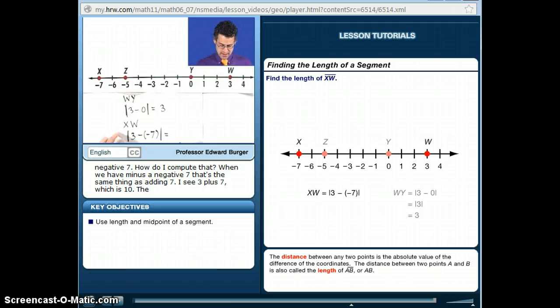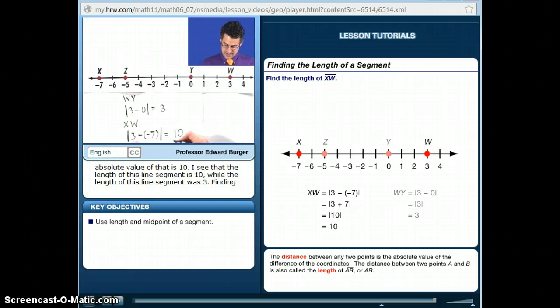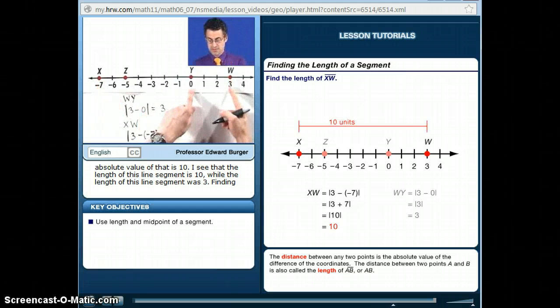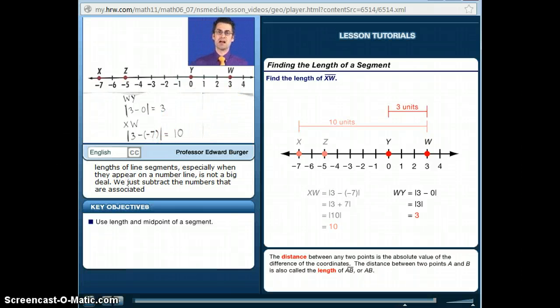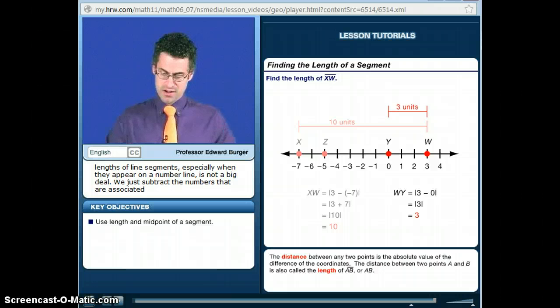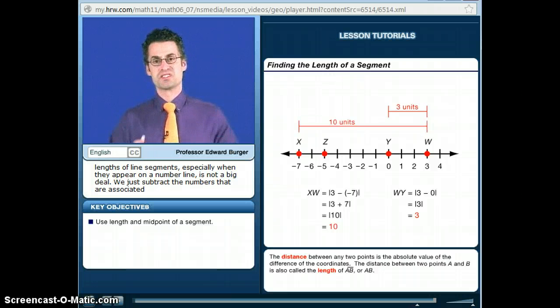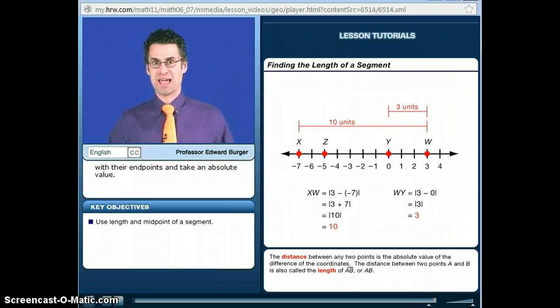And how do I compute that? Well, when we have minus a negative 7, that's the same thing as adding 7. So I basically see 3 plus 7, which is 10, and the absolute value of that is 10. And so I see that the length of this line segment is 10, while the length of this line segment was, in fact, 3. So finding lengths of line segments, especially when they appear on a number line, is not a big deal. We just subtract the numbers that are associated with their endpoints and take an absolute value.